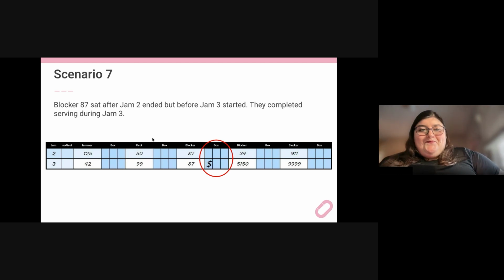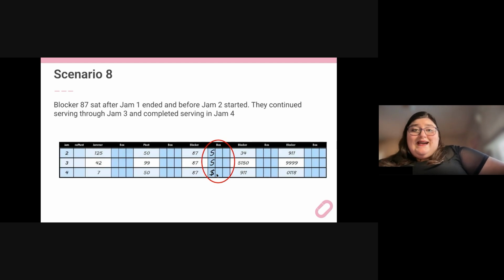So blocker 8-7 had a penalty in jam 2, but the jam ended. But they sat in between periods, or in between jams. So they sat after jam 2 ended, but before jam 3 started. So they started in the box, and they completed their service during jam 3. So this is where you would have started in box and not anything in the previous jam.